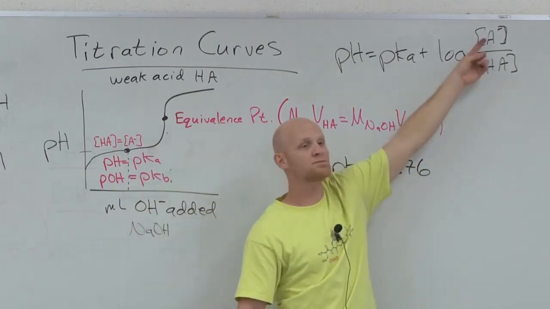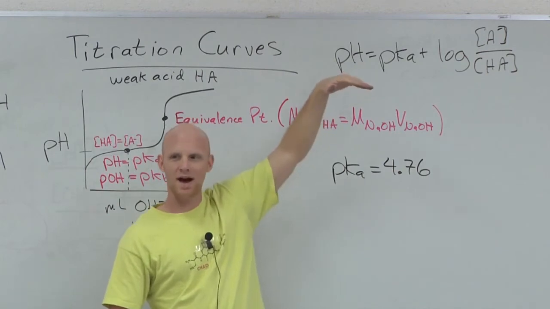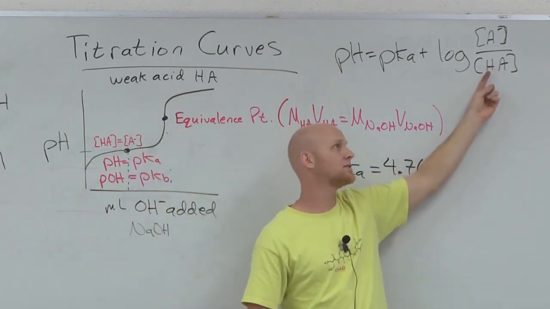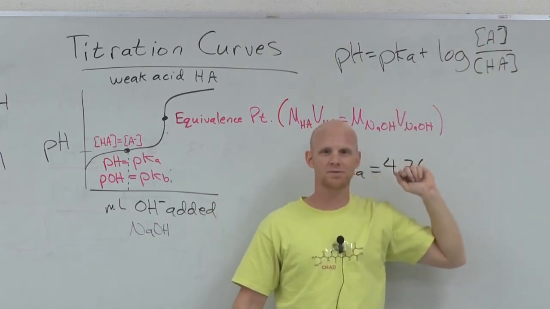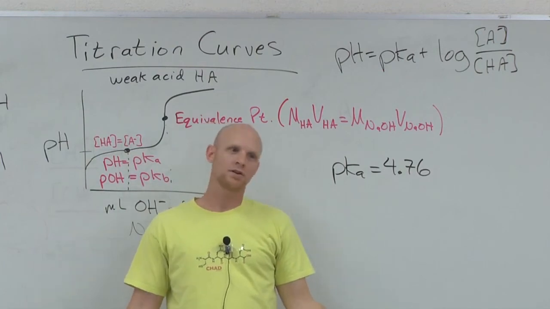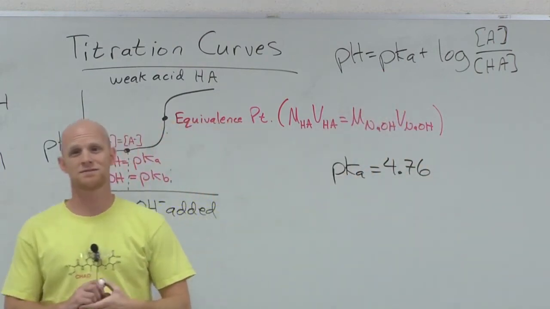What if I had 10 times more conjugate base than conjugate acid? 1 pH unit higher. What if I had 100 times more HA, acetic acid, than acetate? What would the pH be? 2.76. Would it actually be considered a good buffer? No, but I can still do the calculation. Cool. That's how that works.